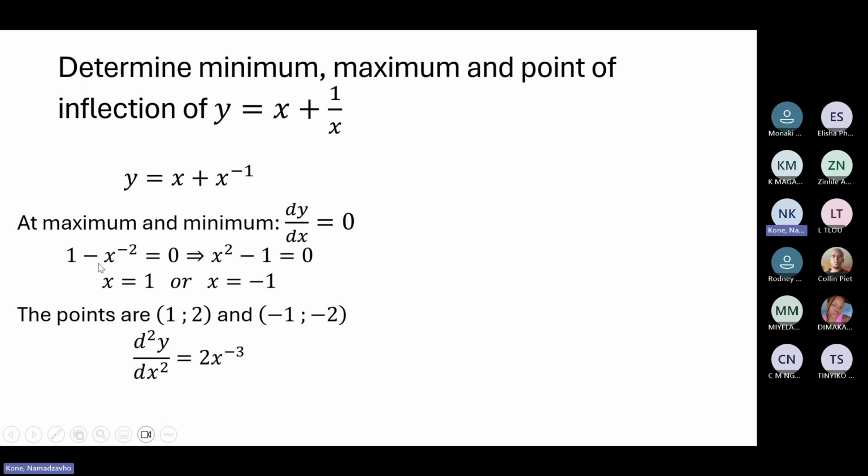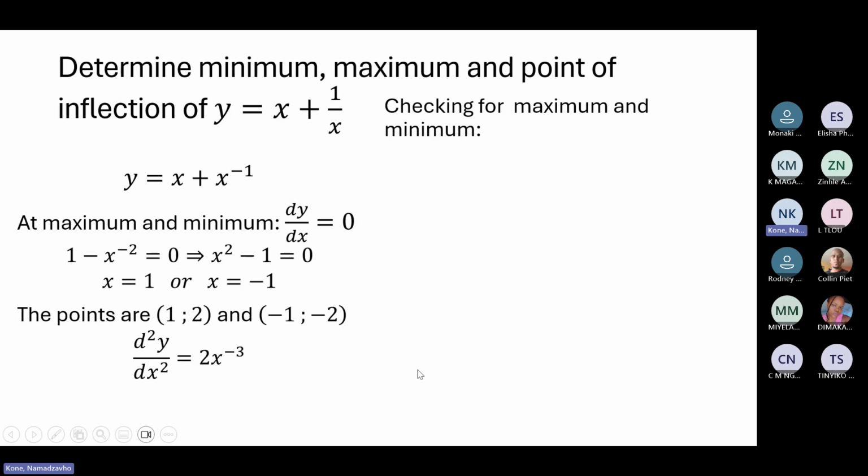So we come to this first derivative and we find its derivative. The derivative of 1 is 0. And the derivative of minus x to the power of minus 2 will be minus 2 times the coefficient, which will become positive 2, x to the power of the exponent, minus 2 minus 1. And it gives us 2x to the power of minus 3. So this is our second order derivative.